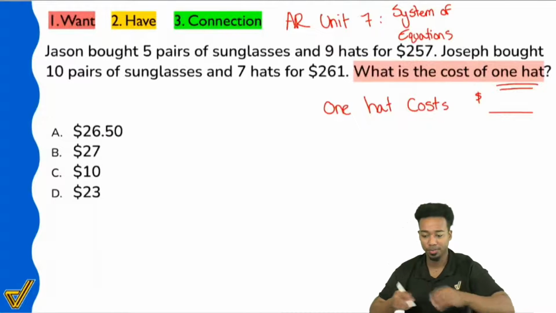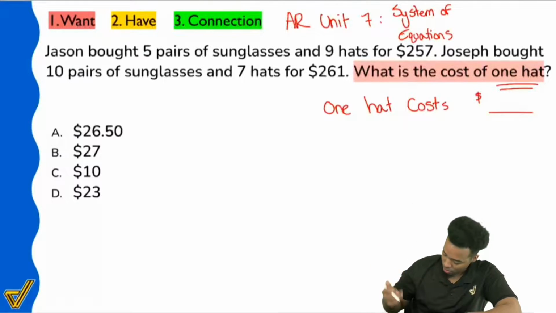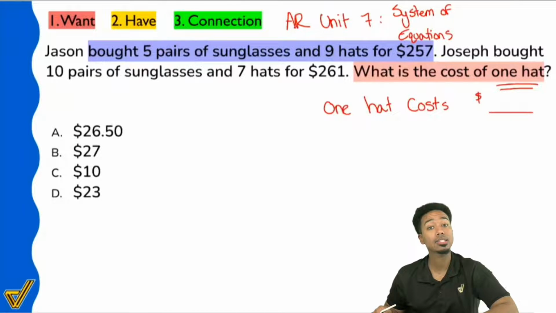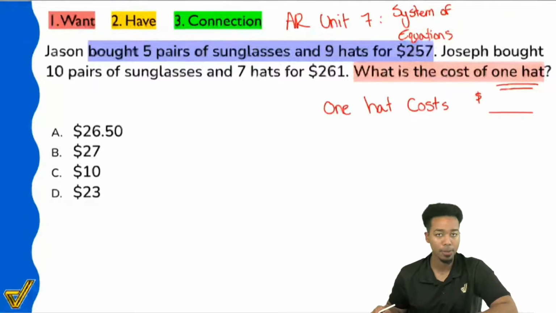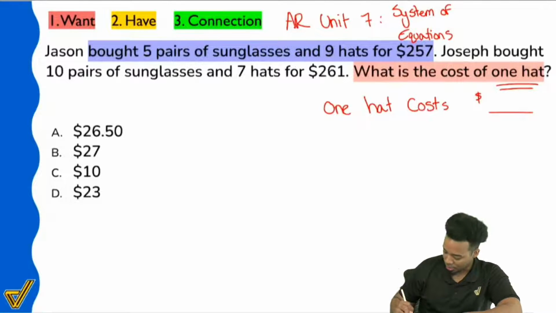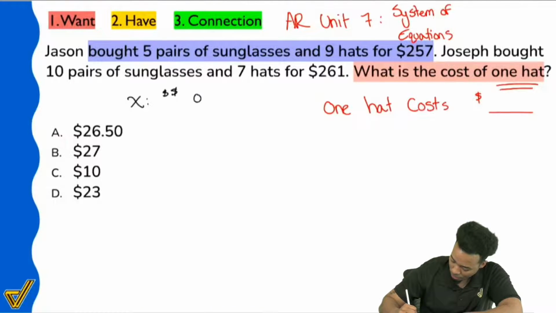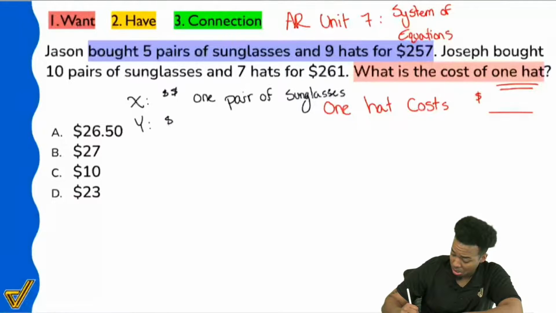Watch what's going to happen here. Let's check out this first sentence. Jason bought 5 pairs of sunglasses and 9 hats for $257. Everyone, let's pretend that X is the cost of one pair of sunglasses. And then let's say that Y is the cost of one hat.